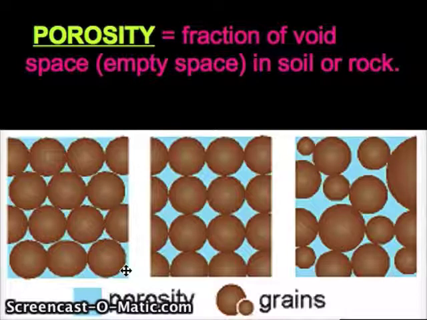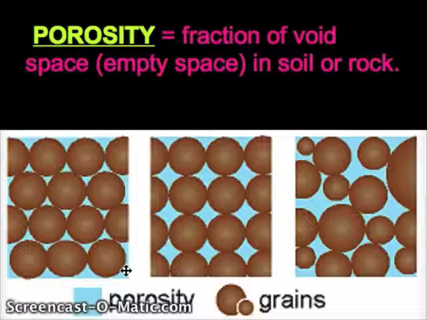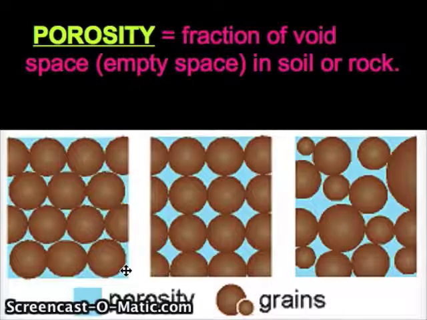Now let's talk about porosity. Porosity is the fraction of void space, the empty space in soils or rocks. We know that well-rounded and well-sorted sediments usually have higher porosities than angular or poorly sorted sediments. This is because the grains don't quite fit together well, and this pore space holds water. You can see that in this diagram. So the more space you have, the more water you have.